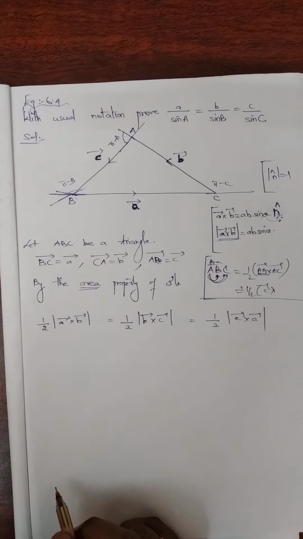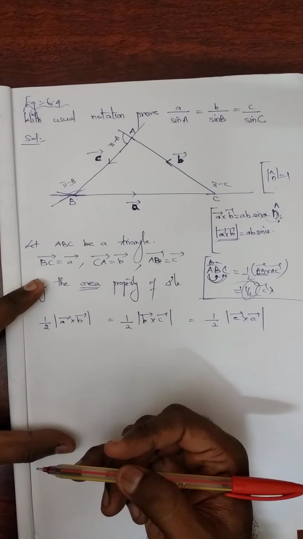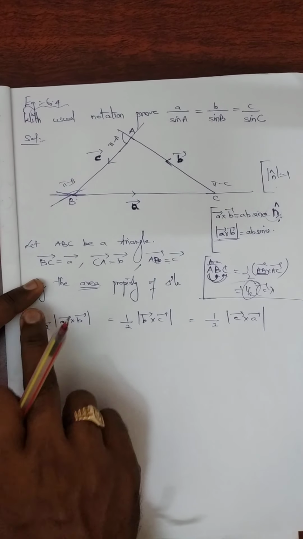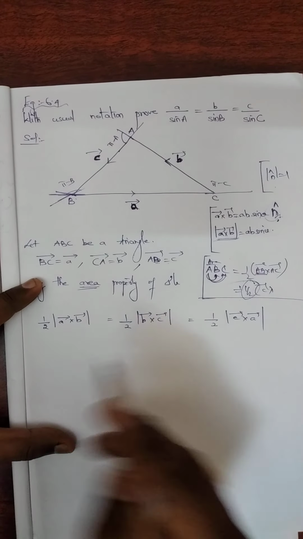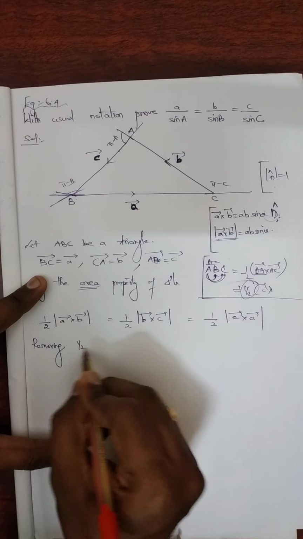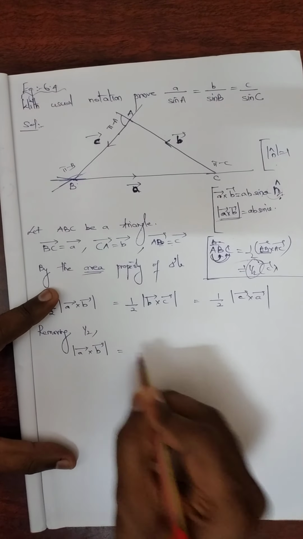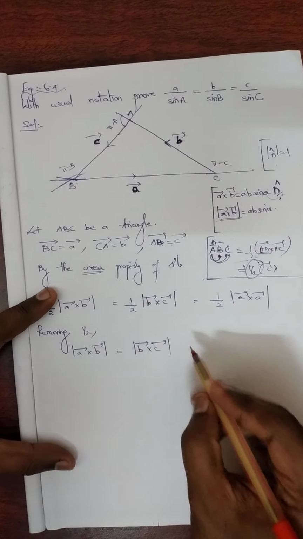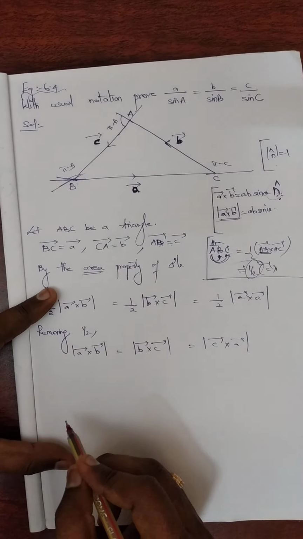As 1 by 2 is common for each and every term, I will remove the 1 by 2, or multiply by 2 so that all the things go. Removing 1 by 2, what we get? Modulus of A vector cross B vector is equal to modulus of B vector cross C vector is equal to modulus of C vector cross A vector.